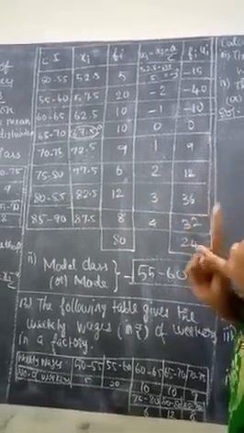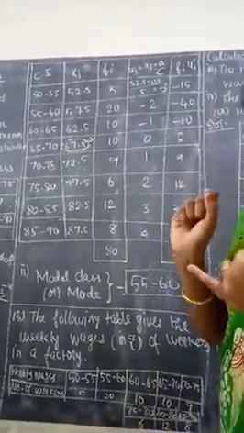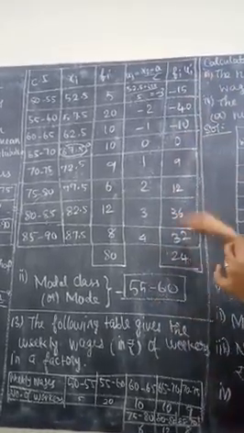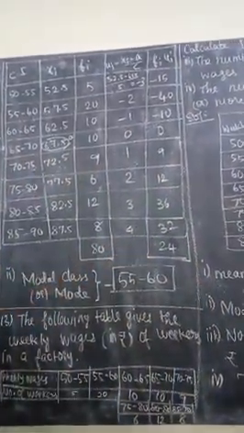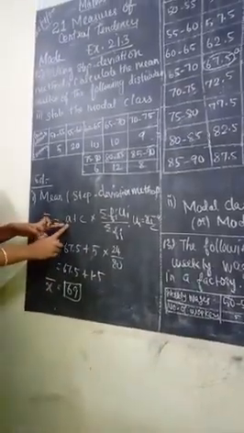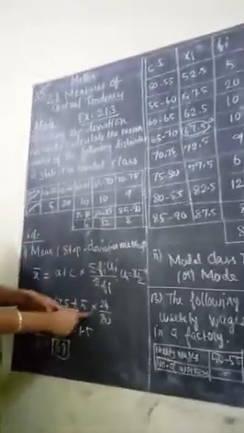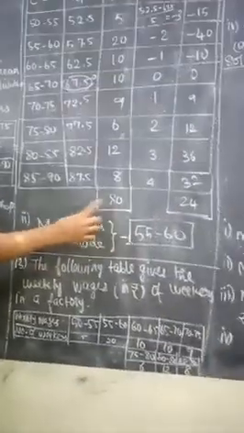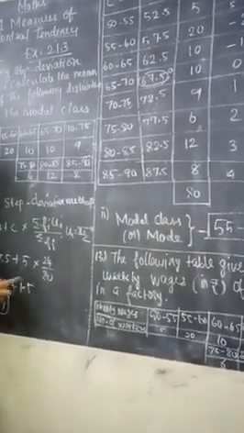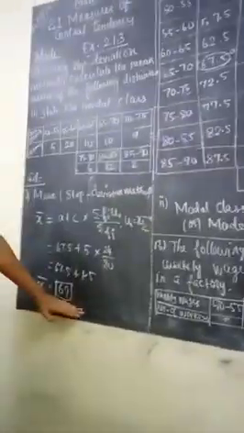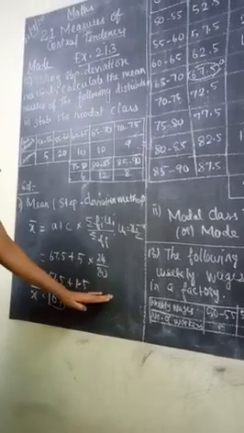To find the mean, we need the sigma fi ui value and the frequency total. Add all of these, and you will get 24. What's the total frequency? 80. Now we are going to apply all these in the mean formula. What is a? We took 67.5, plus what is c? 5, into what is sigma fi ui? 24. What is sigma fi? 80. So 24 divided by 80. Do the simplification and you will get 69. So the mean value of this sum is 69. This is the step deviation method.